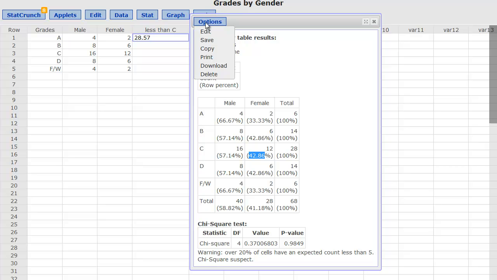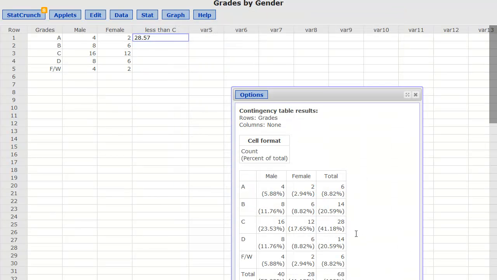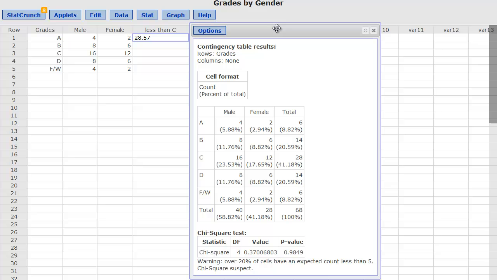Well, what I'm doing here is, in my contingency table, options, edit, I'm not calculating a row, I'm not calculating a column, I'm actually interested in the percent of the total. So that's these first three up here. And then I'm going to click compute. And in my beautiful contingency table, I can see that if you take 4 and you divide it by 68, what you'll get is 5.88%. And so males earning an A is 5.88% of the total number of students.